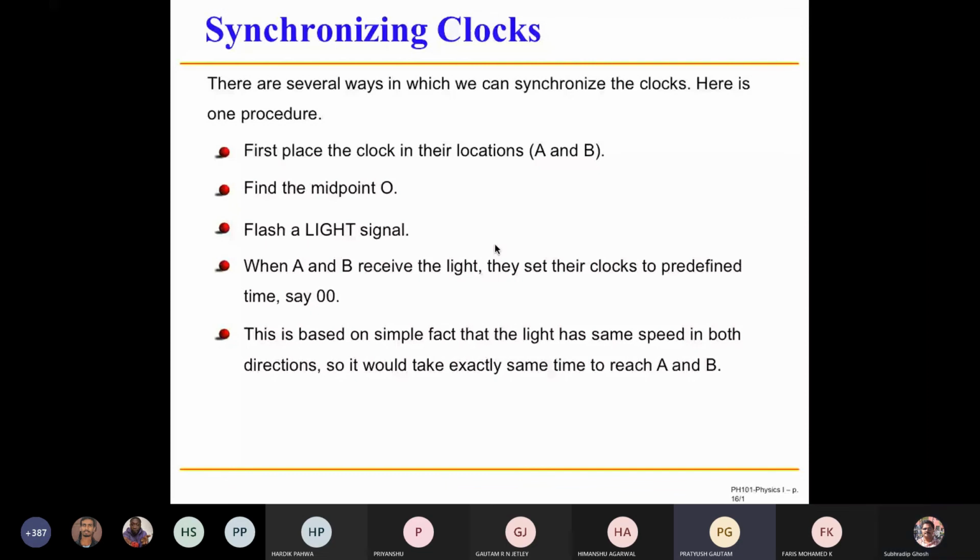Yes, sir. Why is that? The clocks appear to be synchronized, but that happens. Sir, once it has happened to me.